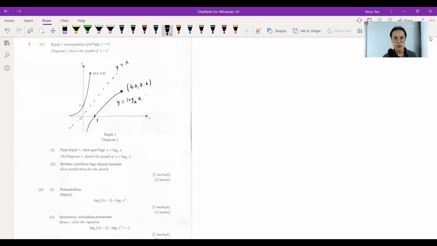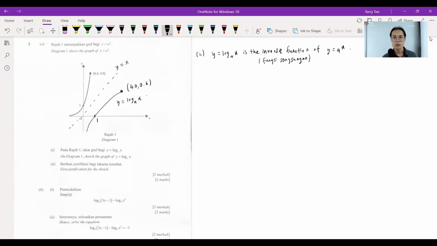Then they say, berikan justifikasi bagi lakaran tersebut. So how can you justify the sketch? Well, like I say, the graph of y equals log base a x is the inverse function of y equals a power x. Or in bahasa, we can write graph of this ialah fungsi songsang bagi graph y equals a power x. I use the term fungsi songsang or fungsi songsangan.